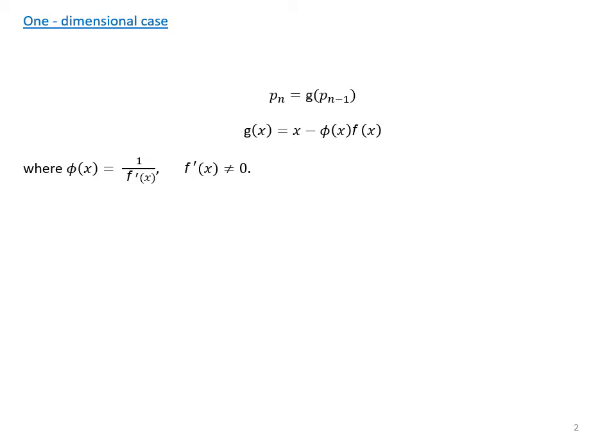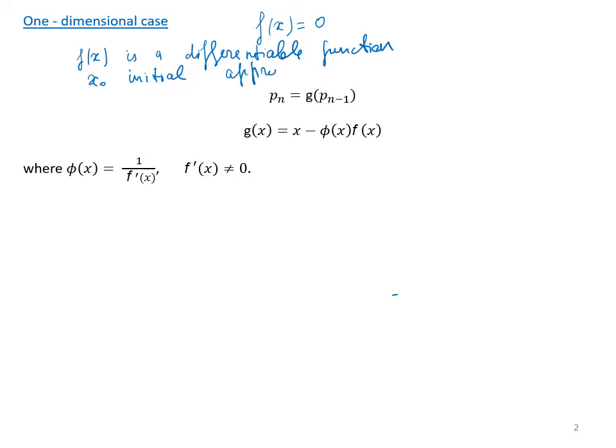First, let's briefly recall how this method works for the one-dimensional case. Recall that Newton's method is a recursive algorithm for approximating the root of a differentiable function. Suppose we want to approximate the solution to f(x) = 0, where f(x) is a differentiable function. Assume that we selected initial approximation x0, of course, arbitrarily.